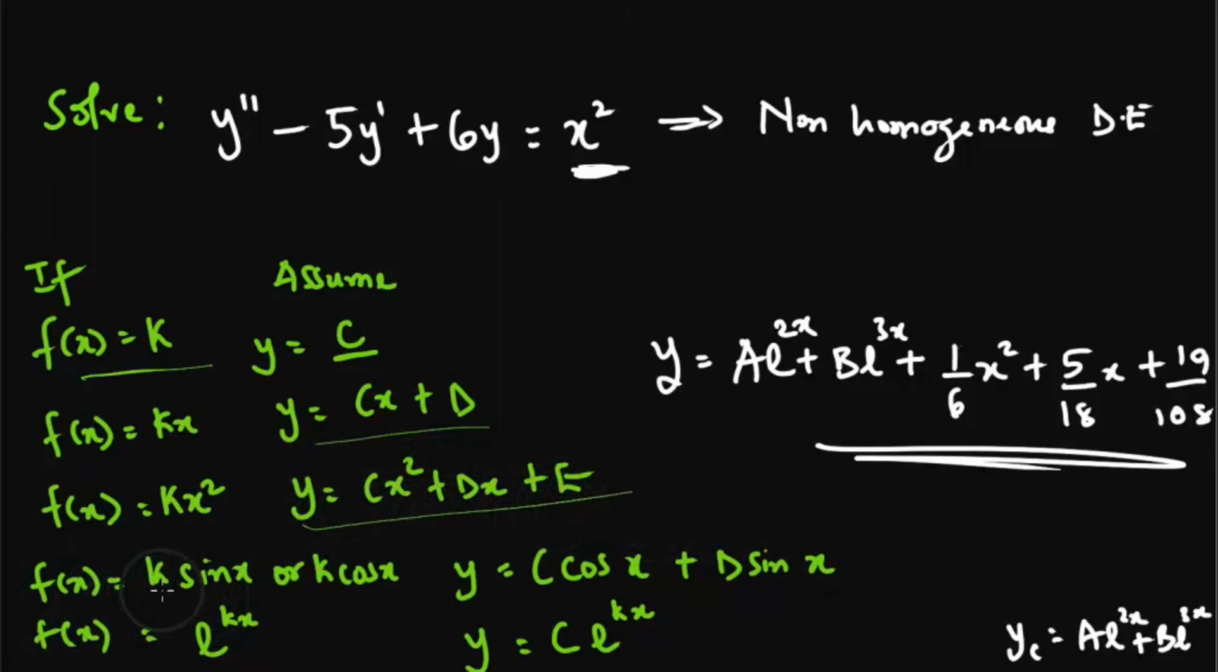And whenever we have a function of sine x or cos x, we're going to assume that this is our particular solution. I mean, that should be the sixth one, which I did not include. The particular solution will be c cos x plus d sine x. And whenever we have the exponential function, this is going to be our particular solution, which we're going to assume, and then follow the same process which we have followed in this video.